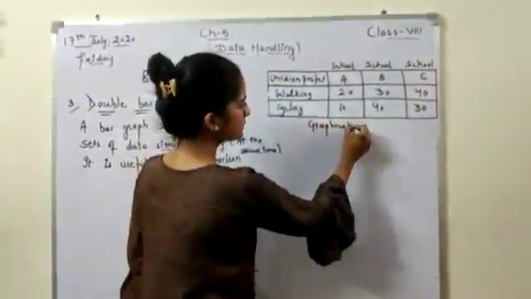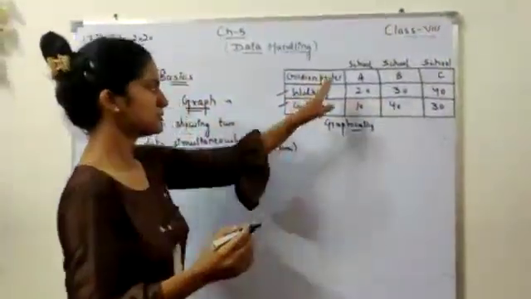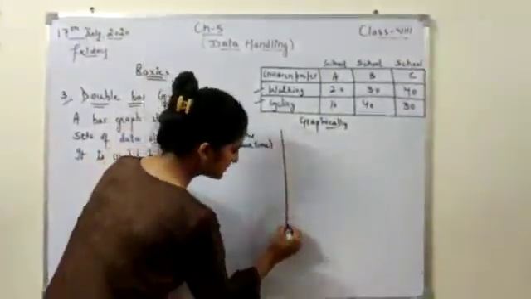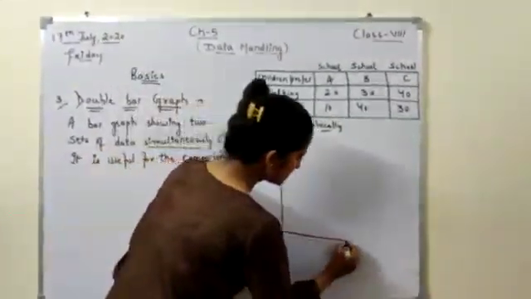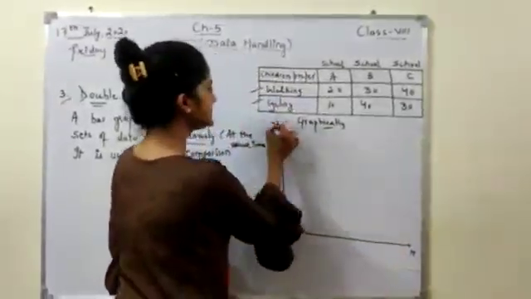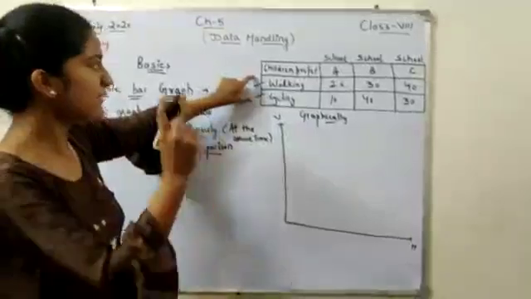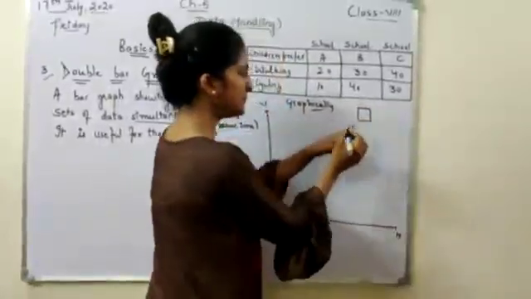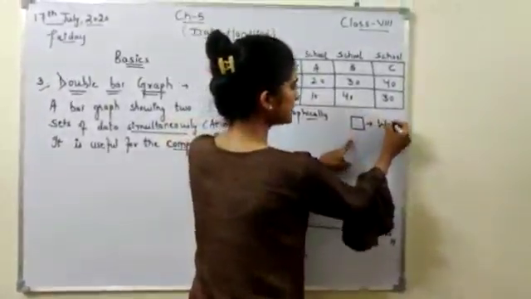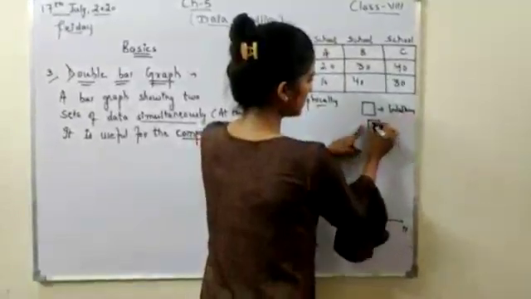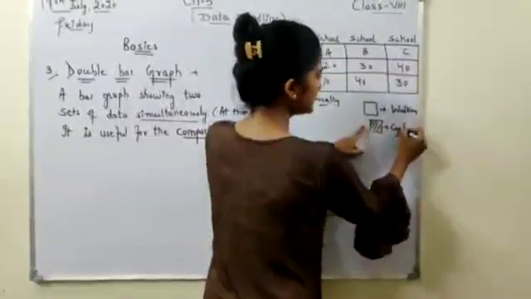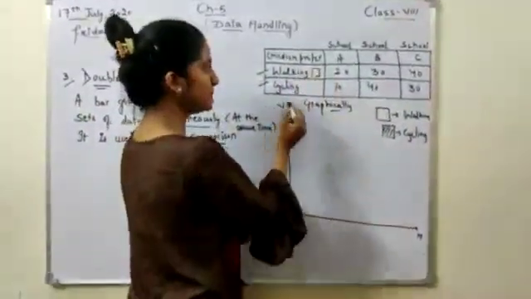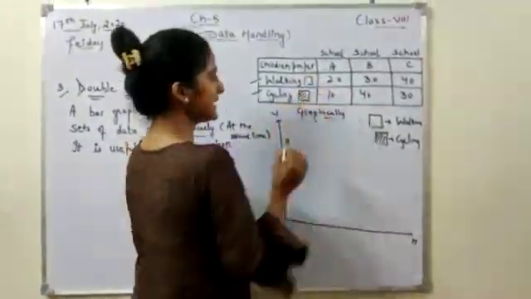Here we have two sets, so it is obvious we have to use the double bar graph. What will we do? First of all, we'll make the two axes. This is horizontal and this is vertical. Here we are having two data, walking and cycling. This blank bar will represent walking and this lined one will represent cycling. So walking is represented with the blank one and cycling with these slant lines.